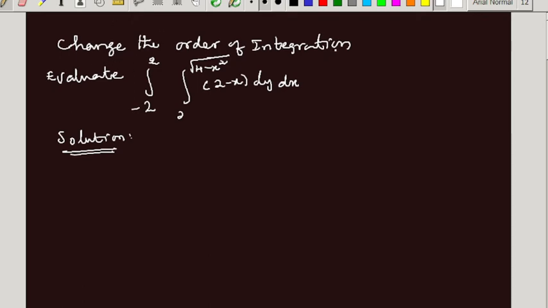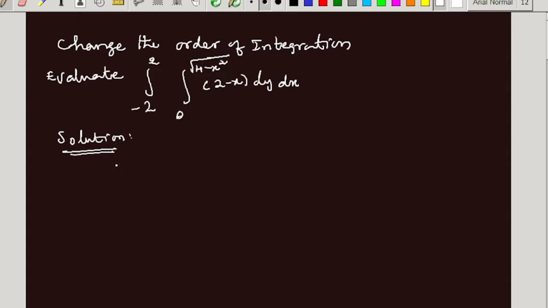Change the order of integration for the evaluation of the integral from minus 2 to 2, integral from 0 to square root of 4 minus x square, of the function 2 minus x, dy dx. To find the solution, first we try to draw the diagram for the given condition.